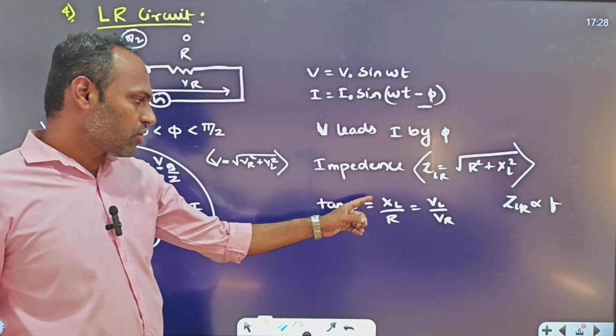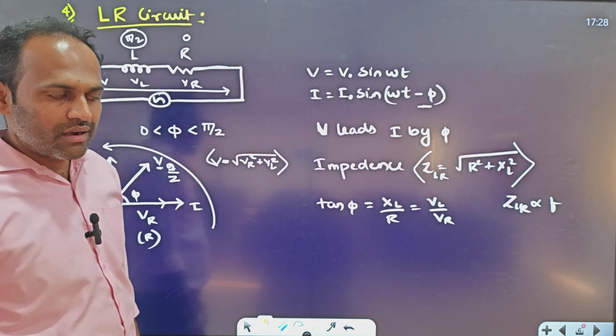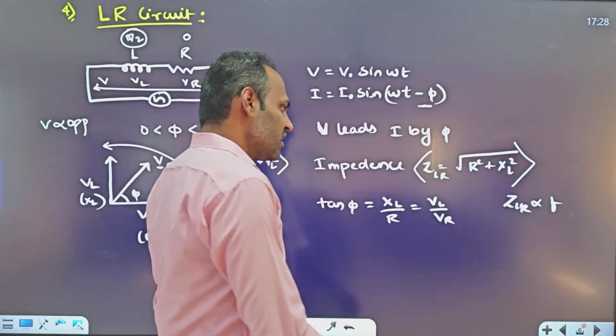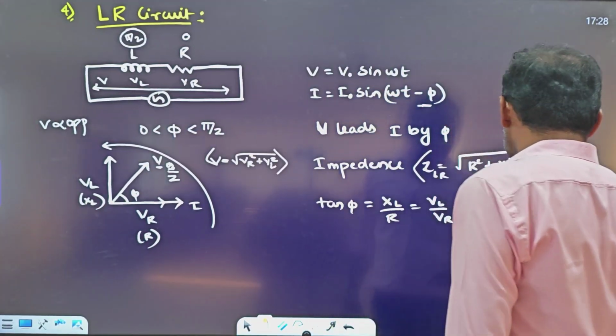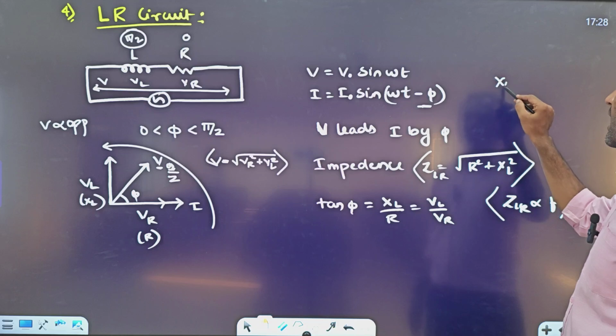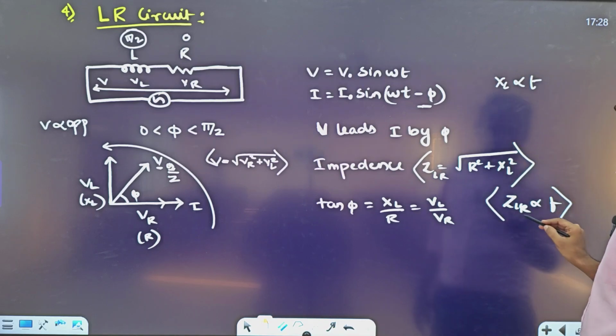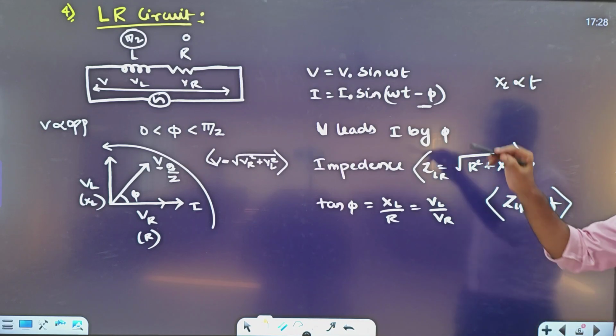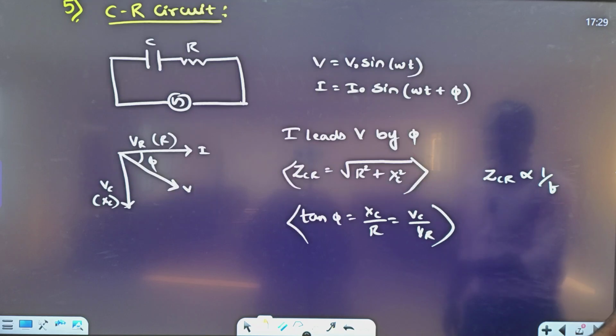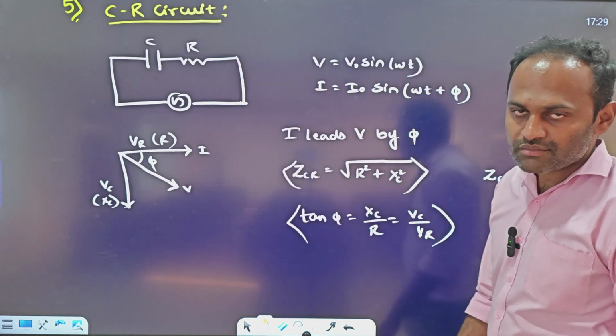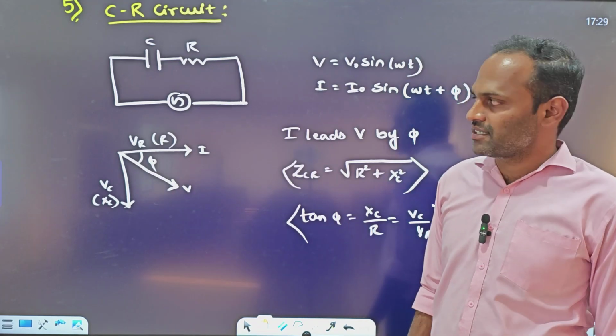So here tan phi is equal to XL by R or VL by VR. So here in this circuit also impedance will be directly proportional to frequency. Since XL is directly proportional to frequency, here ZLR will be directly proportional to frequency because inductor is there. Okay, next we'll go for CR circuit. CR circuit means capacitor and resistor circuit.